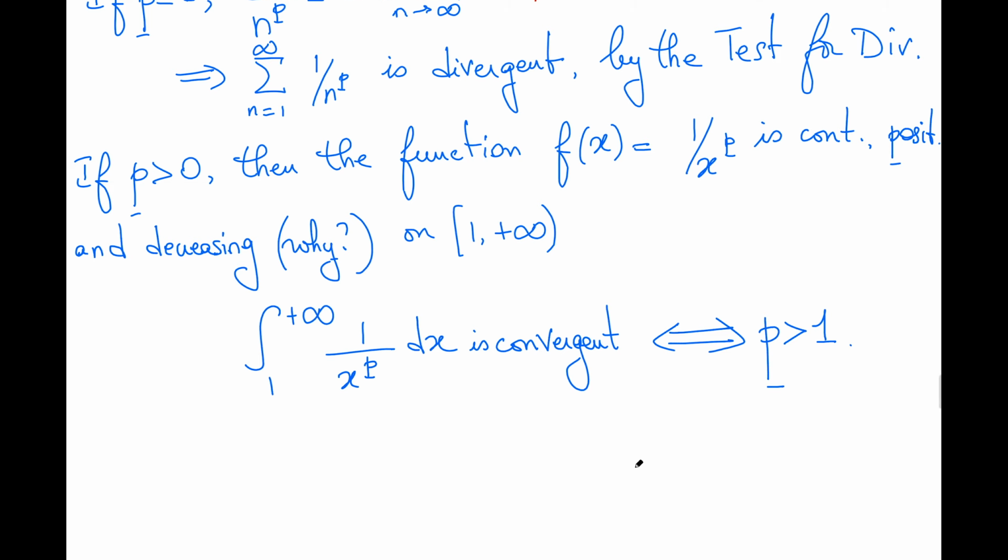Okay, so to keep the flow going, this happens precisely when p is bigger than 1. What I mean by this is that it is convergent if p is bigger than 1 and divergent if p is at most 1, and positive. In this case positive, because we're talking about p being positive. But anyway, this is true for any p.